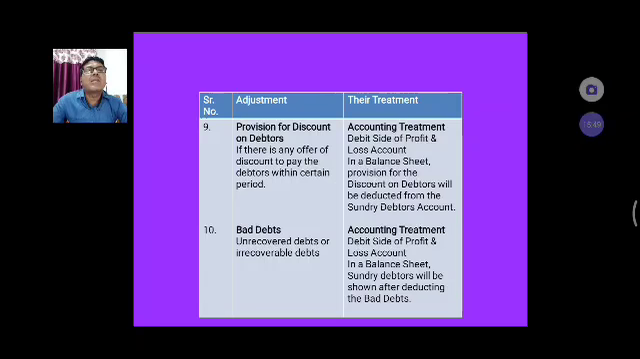Number 10, bad debts. Unrecovered debts or irrecoverable debts we call bad debts. Accounting treatment: bad debts, debit side of profit and loss account. In the balance sheet, sundry debtors will be shown after deducting the bad debts.